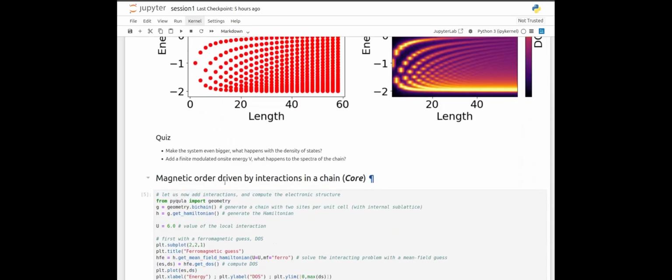And so let's look at the code, how it works. The idea is that we are looping over different lengths of the system, and we create a system, we make it of a certain length, we create a Hamiltonian, and then we can optionally add a modulation to the on-site energies of this system, which is something that we are going to do afterwards. We compute the eigenvalues, we compute the density of states, and then we can plot the eigenvalues and store the density of states.